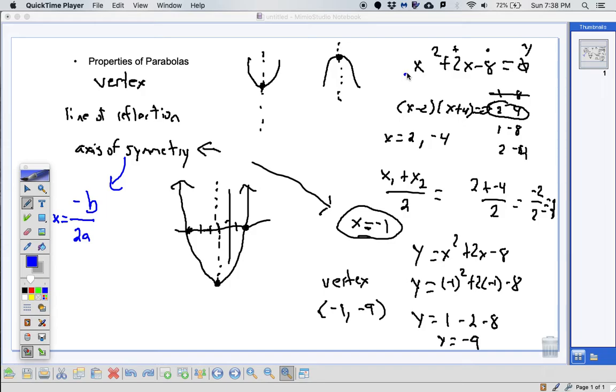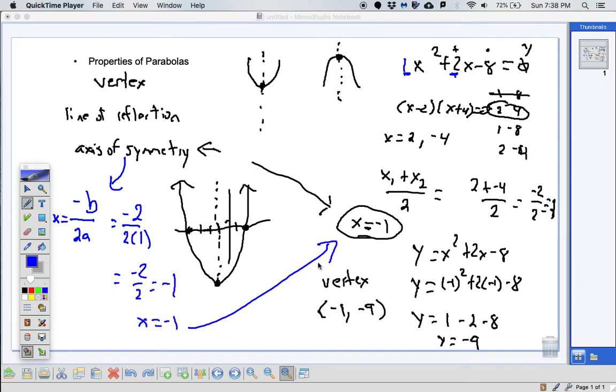A is right here. It's the number before x, which is 1. B is right here, and that is 2. So we're going to plug those in. So it's the opposite of 2, because b was 2, all over 2 times a, which was 1. So we got negative 2 over 2, which is negative 1. So x was equal to negative 1, which is what we found right here.